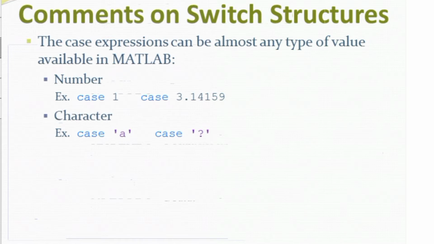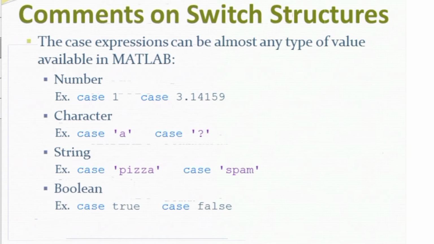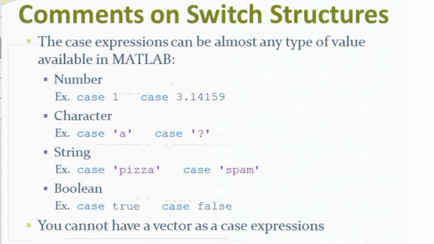You can use characters, so we could have case, the lowercase letter a, or case question mark. You can have strings, so we could test whether we want to have pizza or spam as different cases. And you can use trues and falses. It's not really that useful to use trues and falses in a switch structure, because you'd probably want to use an if structure in that case, but it is possible. Really, the only thing that you can't use is a vector of values as the case for your switch structure.